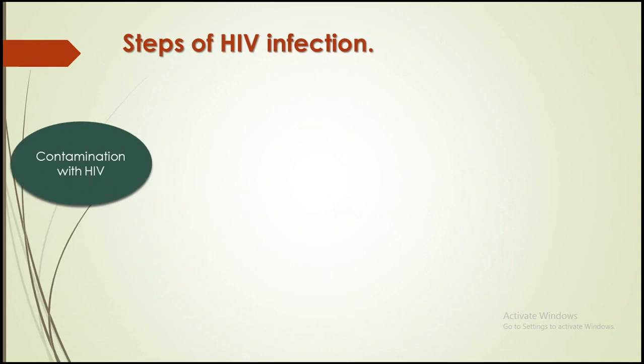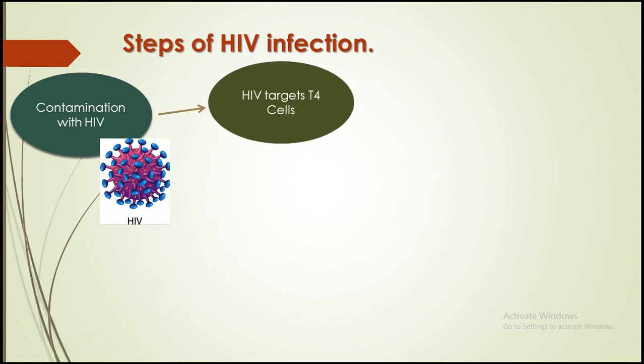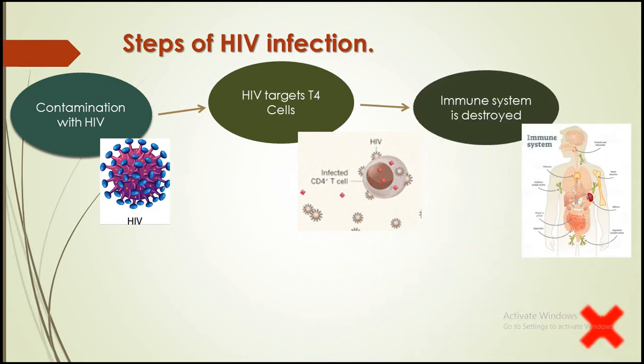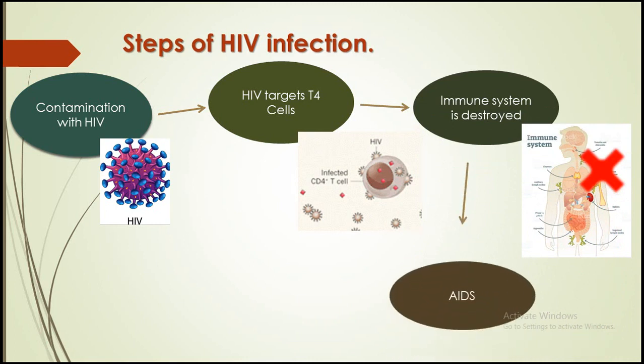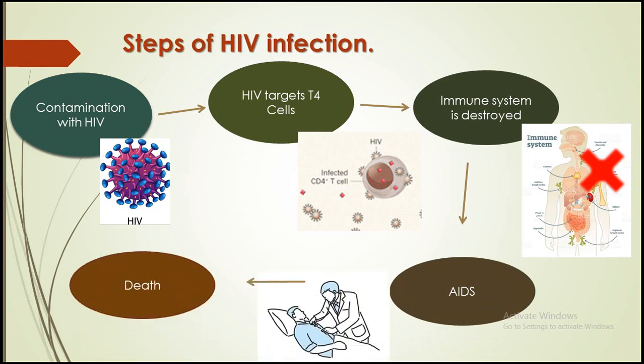Steps of HIV infection. First, we have contamination with HIV. HIV targets T4 cells or T helper cells and starts destroying them, leading to destruction of the immune system. As a result, it leads to AIDS or acquired immunodeficiency syndrome, which will end with death.